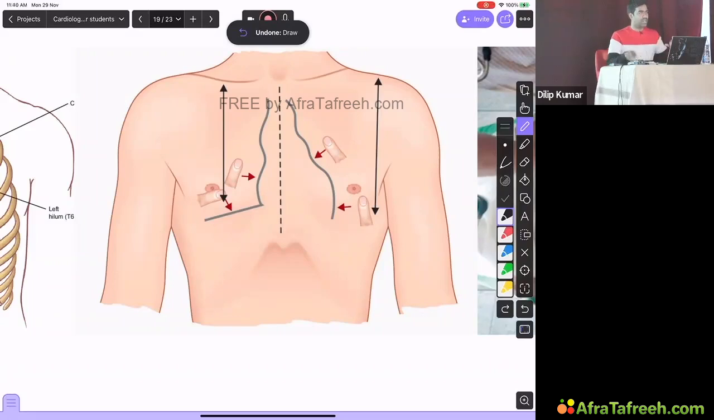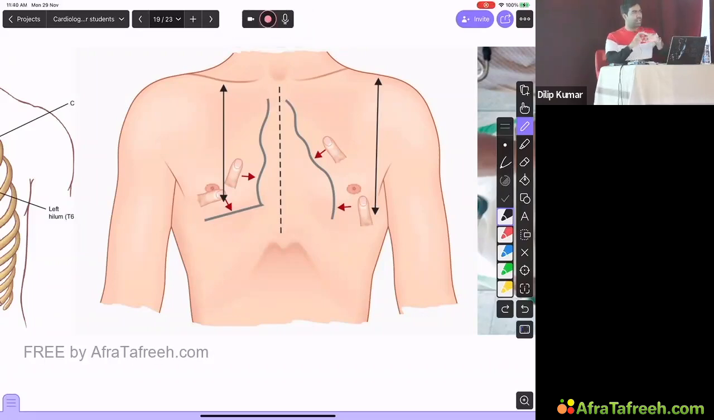Do you understand? With each intercostal space, you have to percuss horizontally as well as come down vertically. So when you percuss horizontally in each intercostal space, at one point you will see a cardiac dullness. A dullness will come, and you turn the finger, that's what is shown.